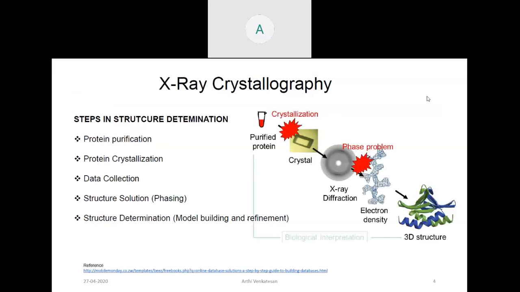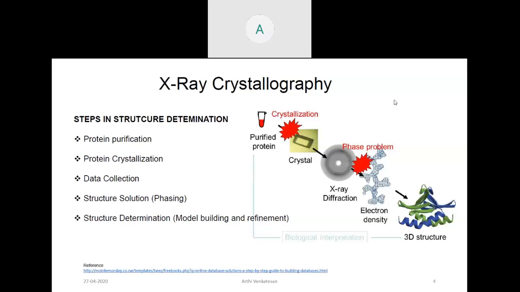Once you get the electron density map, you can go for the 3D structure model. In case there is any problem with the crystallization, you redo the crystallization process. If you get a problem in phasing, then you need to start again from the crystallization, that is, purifying your protein. Okay, so this is the Arti, here you are trying to say that physical methods are already available for crystallizing. Okay, crystallization, exactly.